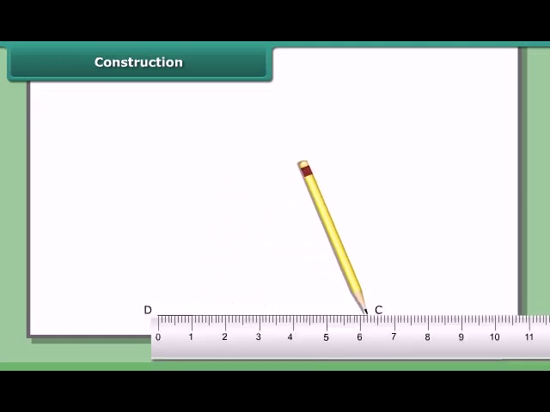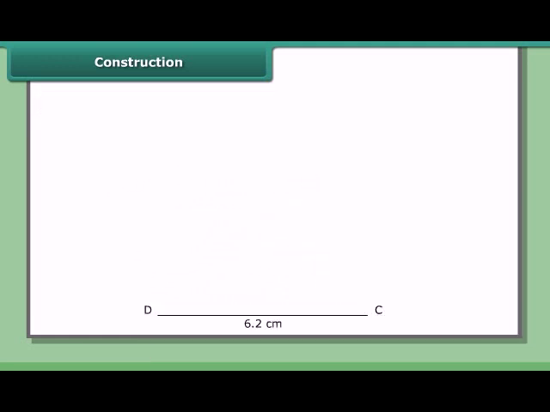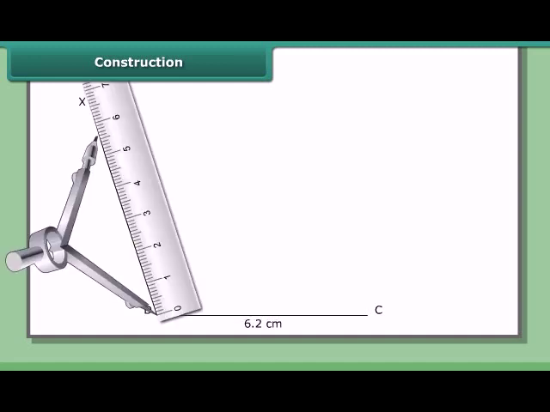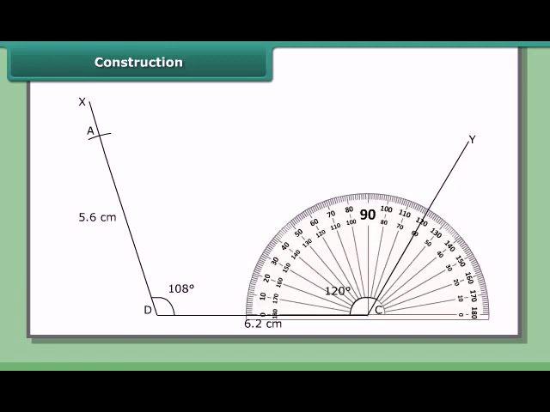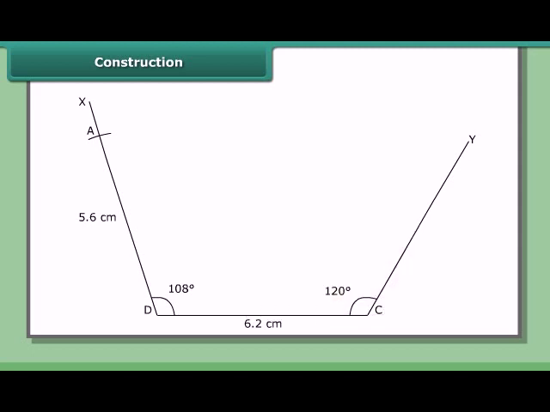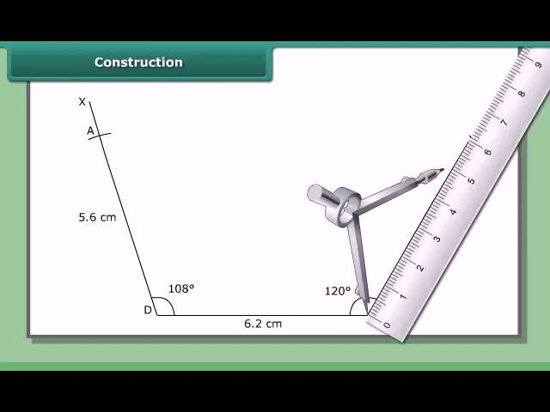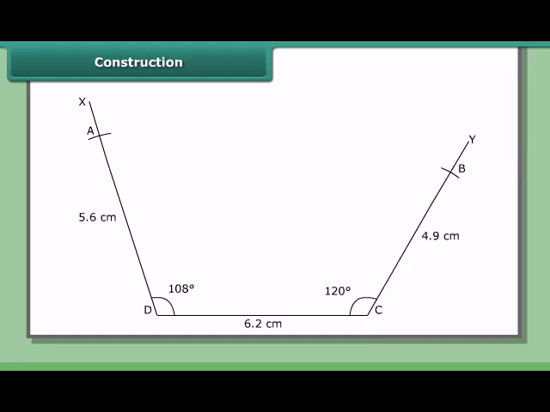Draw DC as 6.2 cm. At D, draw angle CDX as 108 degrees. With D as center and radius as 5.6 cm, cut off DA as 5.6 cm on the ray DX. At C, draw angle DCY as 120 degrees. With C as center and radius as 4.9 cm, cut off CB as 4.9 cm on the ray CY. Join AB. Then ABCD is the required quadrilateral.